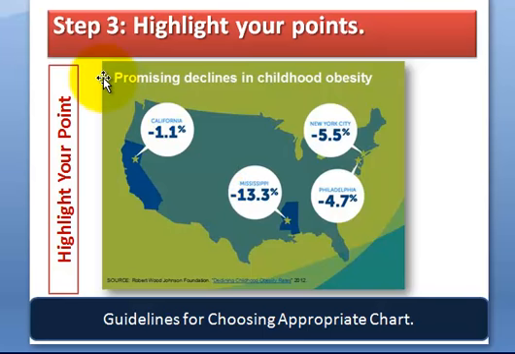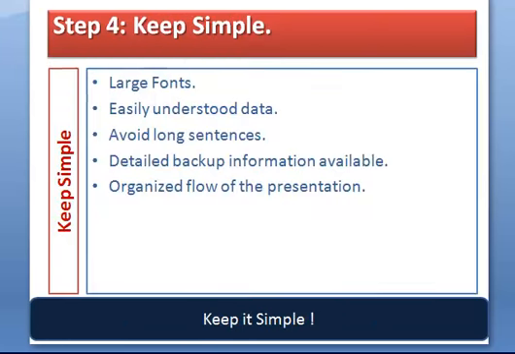So this chart's telling us promising declines in childhood obesity. That's the message. That's what they want us to remember. And here's the data that supports that statement. So you can see a 13% reduction in Mississippi, etc. So they've got what their message is and some of the data that supports it. And it's very simple. And that's the last step, is to keep it simple.